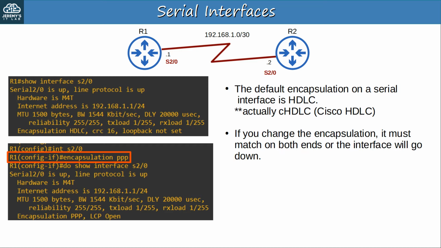Note that if you change the encapsulation, it must match on both ends or the interface will go down. If they use two different encapsulations, it's like they are speaking two different languages. They won't be able to communicate. I did show interface S2/0 again, and you can see the encapsulation has changed to PPP. I did the same on R2, by the way, so the interface is up.